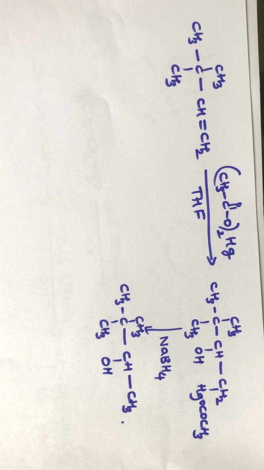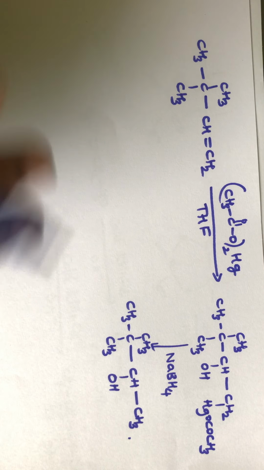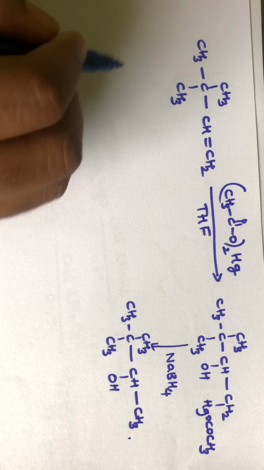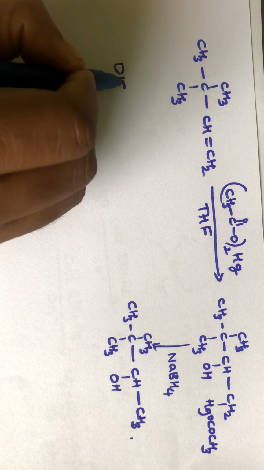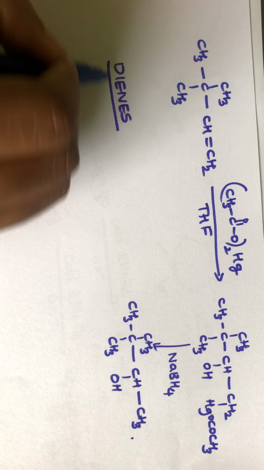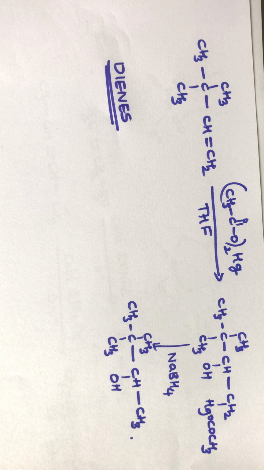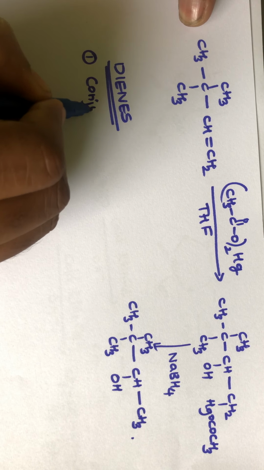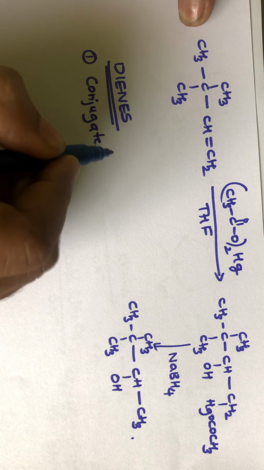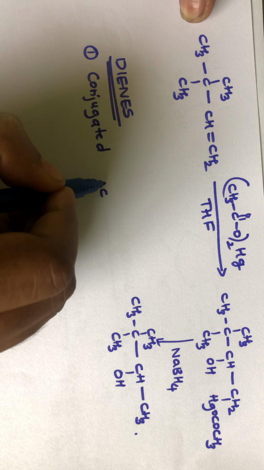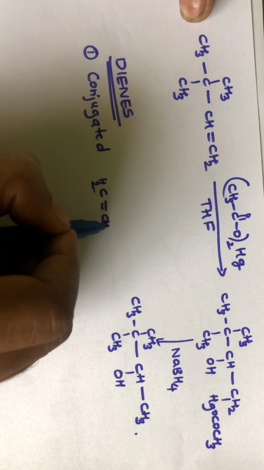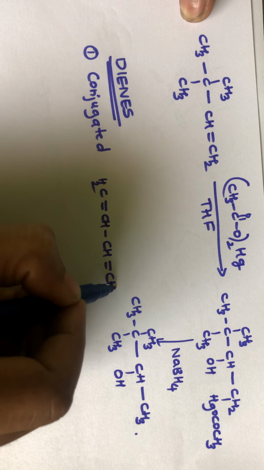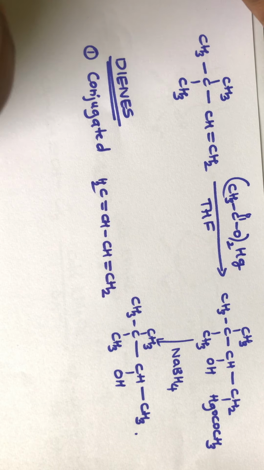Now students, the next part, let us discuss some points related to dienes. We come across some compounds which are called dienes. The name itself indicates: di means two, ene means double bond. So compounds containing two double bonds are generally referred to as dienes. Dienes are of three types. One is conjugated dienes. Conjugated dienes contain alternate double and single bonds. For example, like this, CH2 double bond CH, CH double bond CH2. So these are conjugated dienes, alternate double and single bond.